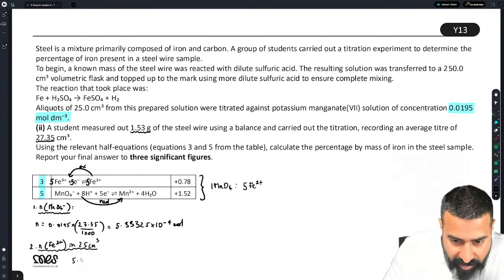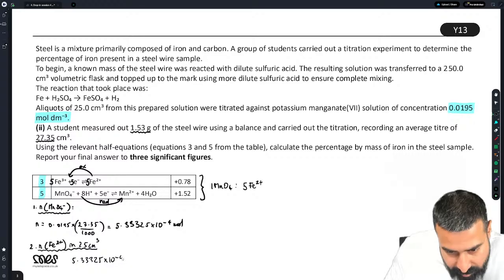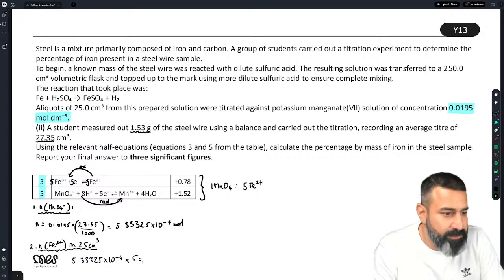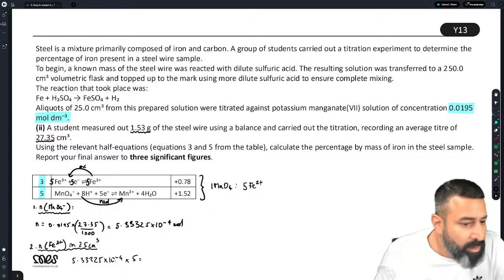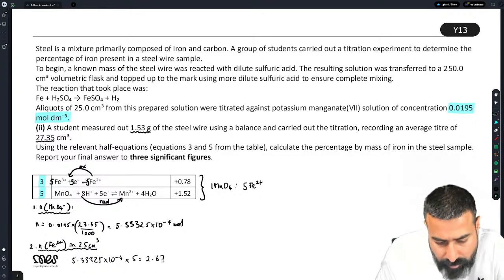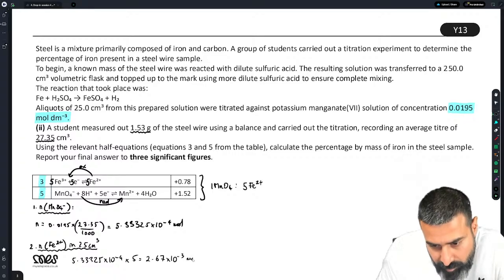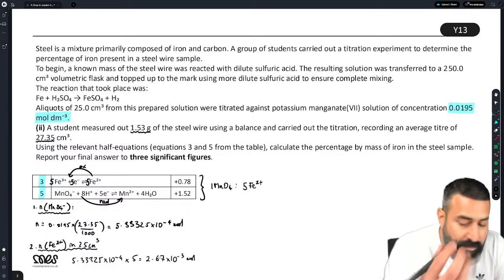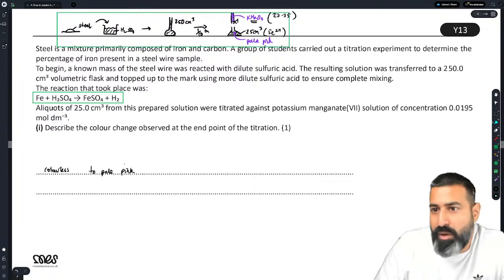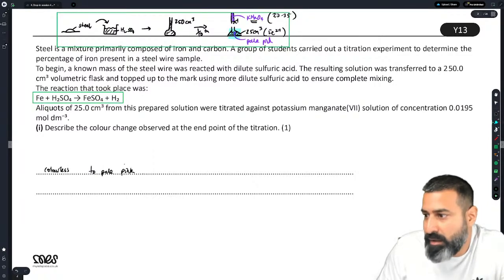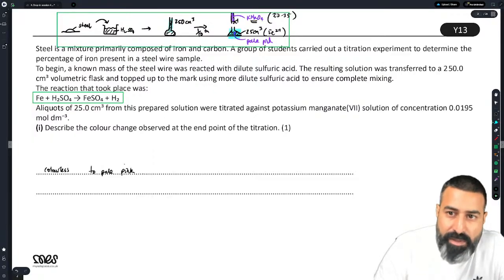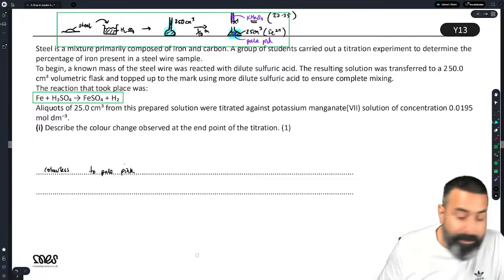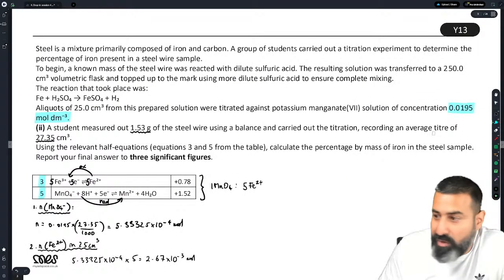So then all we do is 5.335 times 10 to the minus 4 times 5. So where does that take us? Yeah, 2.67 times 10 to the minus 3 mole. Okay, so we've got the number of moles of iron 2+ in the conical flask. So where do I go next? Drawing the storyboard helps. I've got the number of moles in the 25 centimeters cubed, but I want to work out what's in 250. Absolutely, nice, guys. So you multiply it by 10.